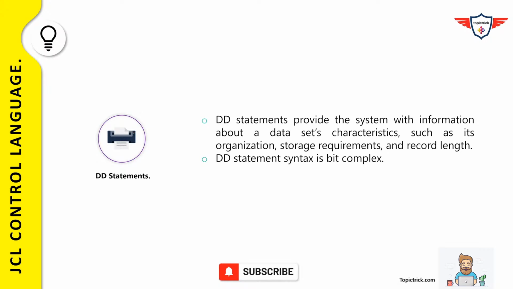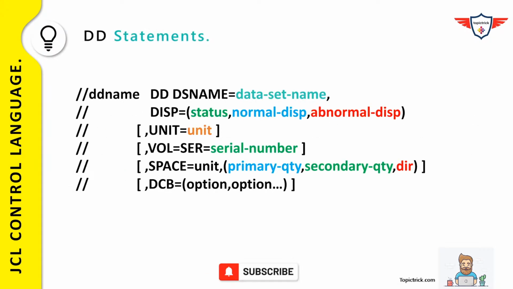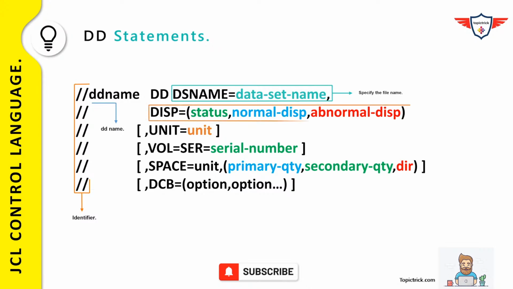Now let's focus on the different parameters that you generally include when you're writing a DD statement. The syntax of the DD statement begins with an identifier. Then you have the DD name, which is actually a symbolic name of a dataset that you are accessing in your program. After that, you have DD as an operation field, and then you have DSN name. DSN name is used to specify the file dataset name. The next parameter is the disposition parameter, and it is used to describe the status of a dataset, and the processing of a dataset at normal and abnormal termination of the job.